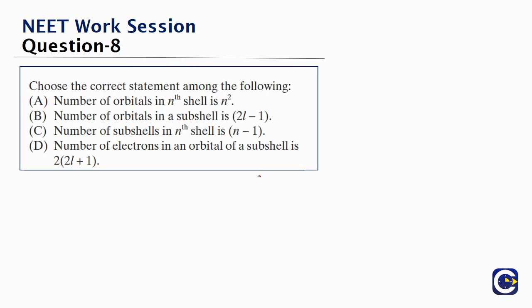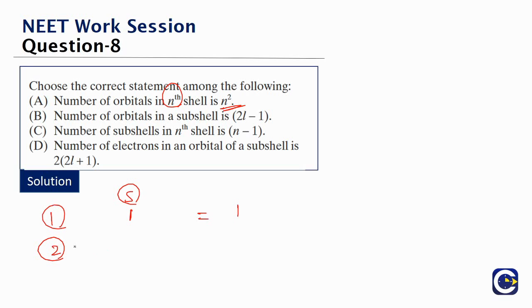Next we'll go to another question based on this quantum numbers based analysis. Choose the correct statement among the following. So we have to choose what is the correct statement among the following. So look at this. The number of orbitals in the nth shell is given by n square. Here we have some empirical formulae. So if you look at the first shell, the first shell will only have the s subshell. S subshell will have one orbital. So total count is what?